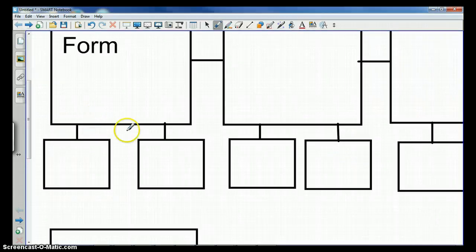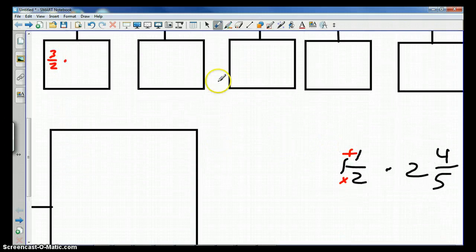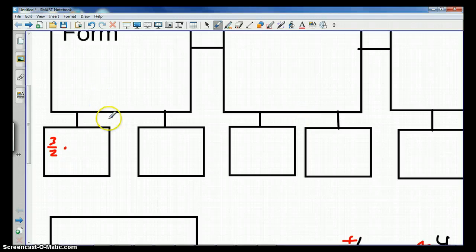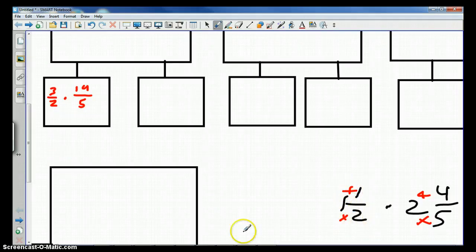And we're just going to put our example here in this box. 3/2 times, and let's go back to the problem here. We're going to do the same thing. Multiply, then add. 5 times 2 is 10, plus 4 makes 14. So it'd be 14/5. And so that's the fraction form step. Everything needs to be a fraction. You don't want whole numbers or mixed numbers.